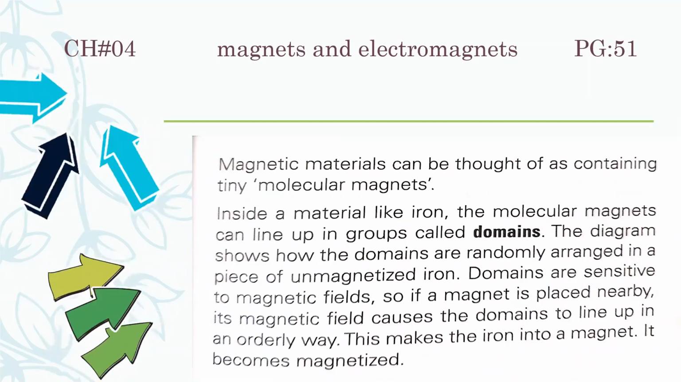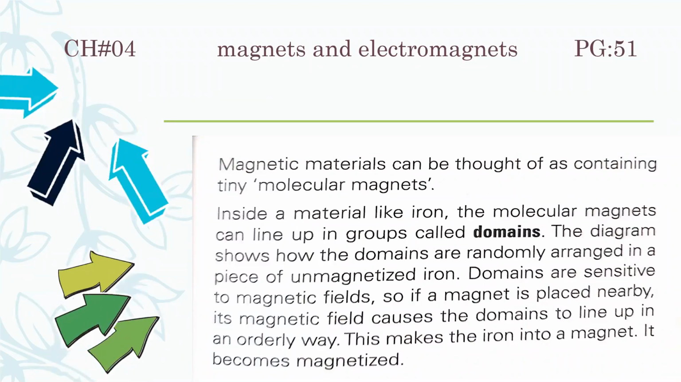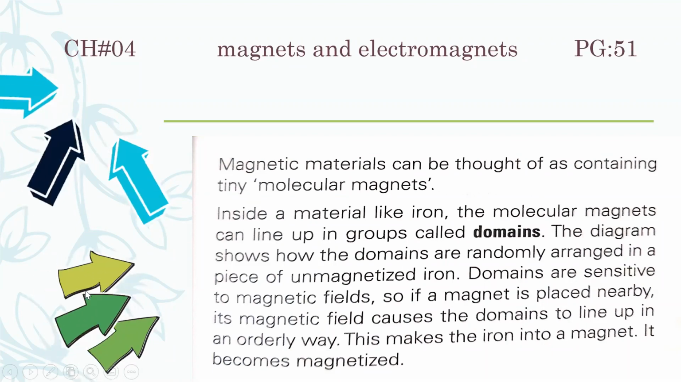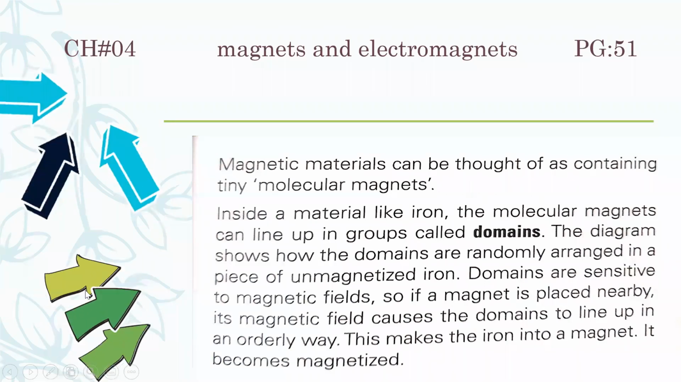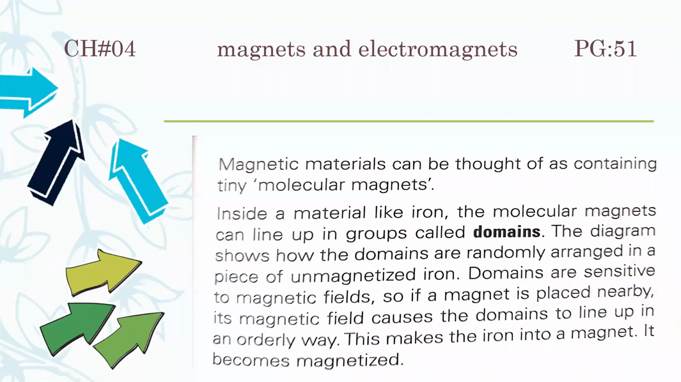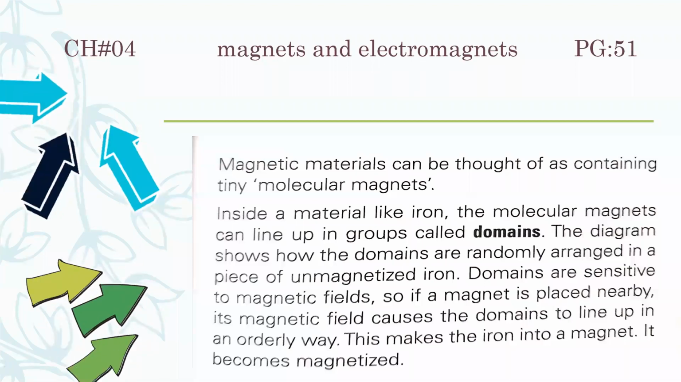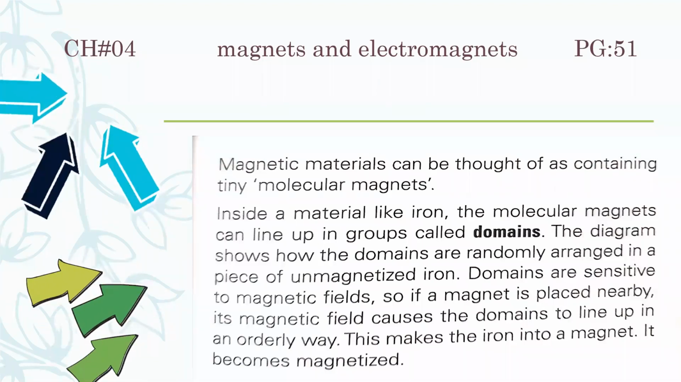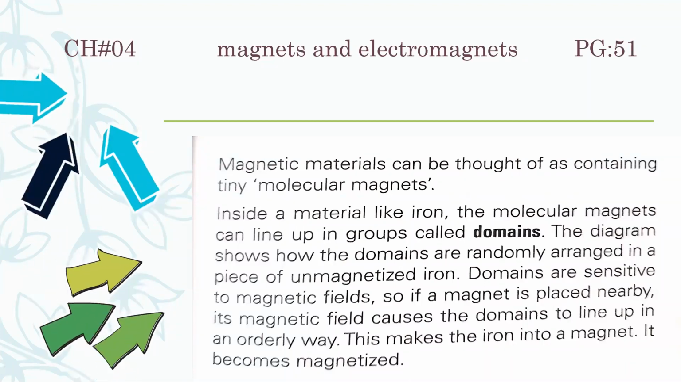So if a magnet is placed nearby, or if you apply the external magnetic field, its magnetic field causes the domains to line up in an orderly way. You can see here that these domains will be aligned in this order. You can see now they have a specific direction. Okay, so this is the so-called magnetic material. This makes the iron into a magnet. The iron will become a magnet. It becomes magnetized.